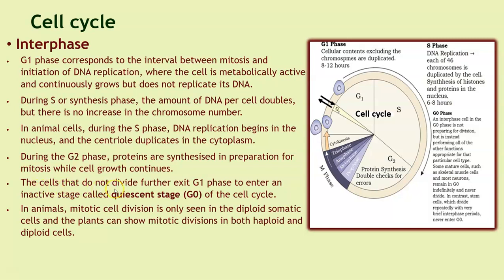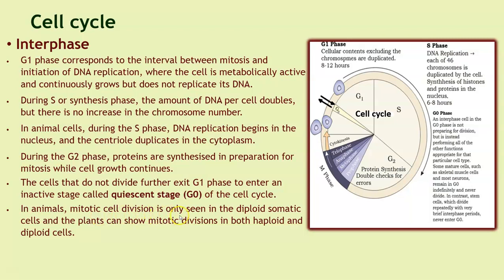The cells that do not divide further exit the G1 phase to enter an inactive stage called the quiescent stage, G0, of the cell cycle. Have a look here. If a cell does not want to enter the G1 phase or begin its preparation for its next multiplication cycle, it leaves the cell cycle and enters a G0 phase. Here it is inactive, it does not divide.